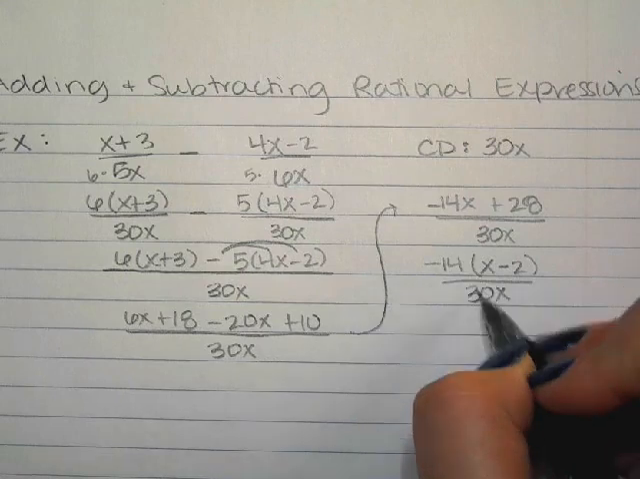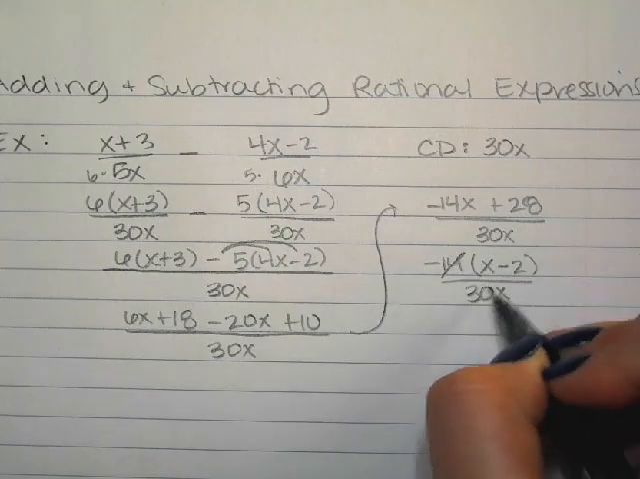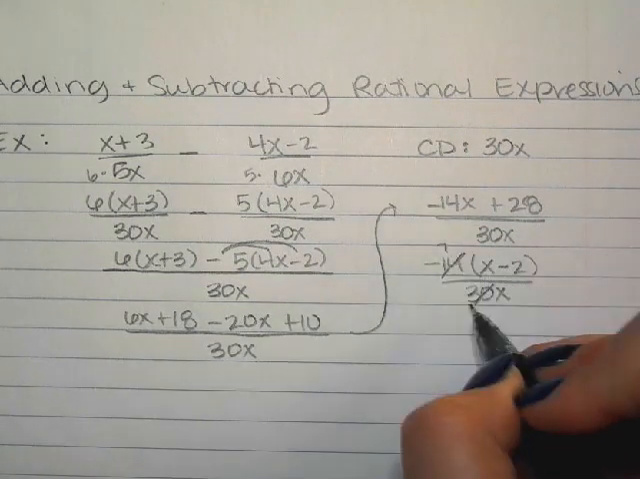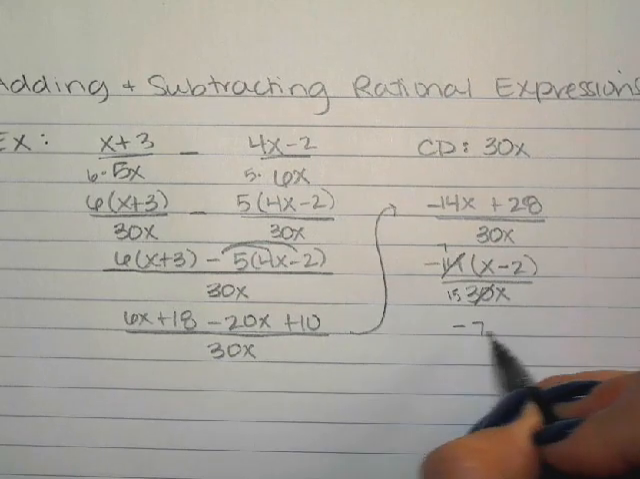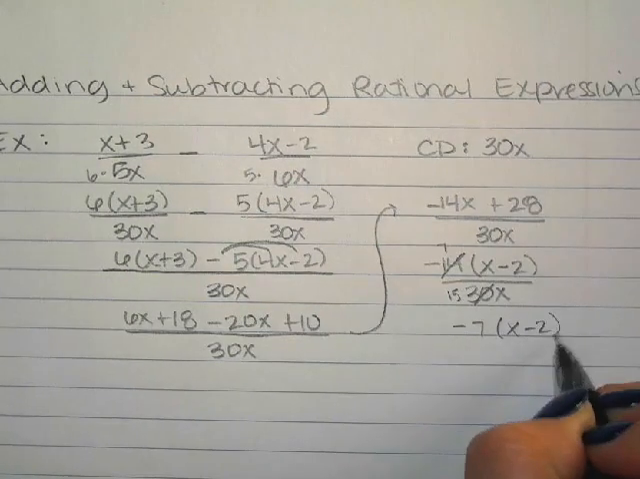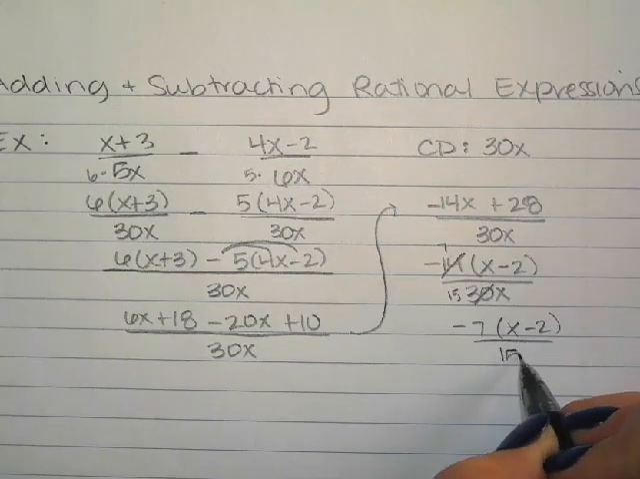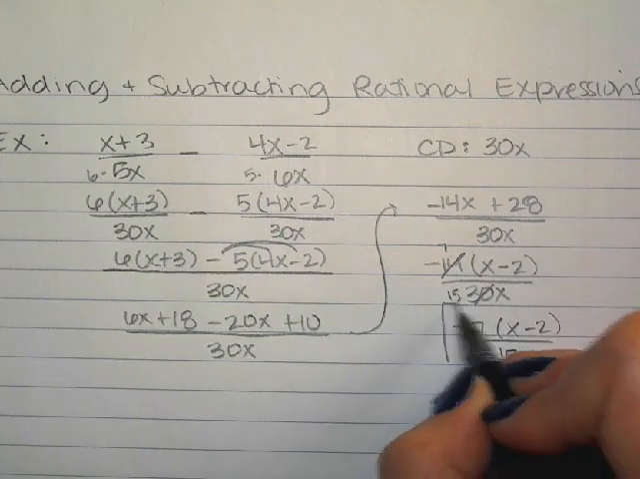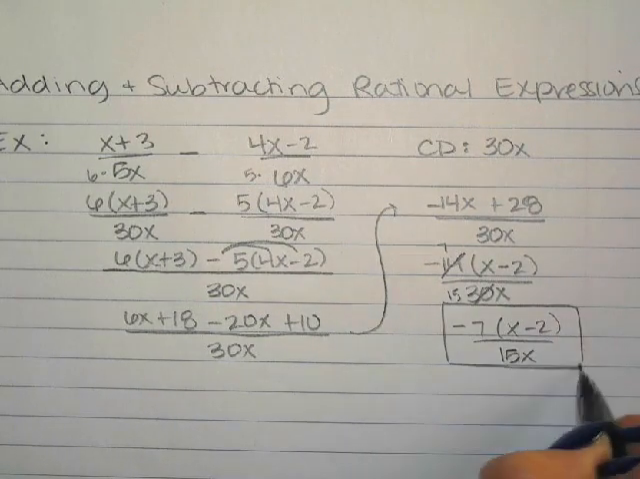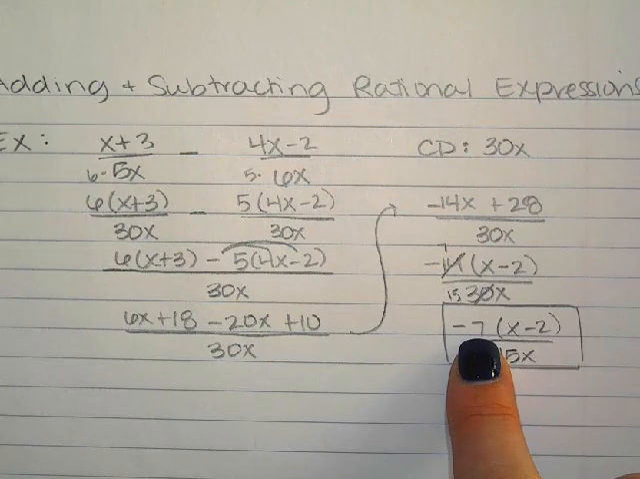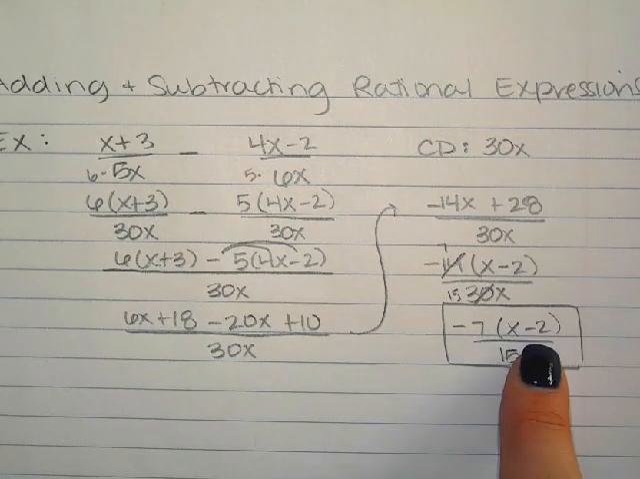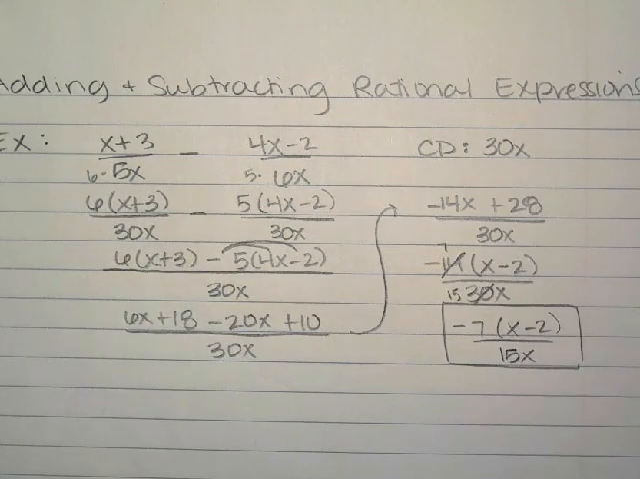And then the 14 and the 30 can simplify a little bit. You can divide 2 from both of those. And so I have negative 7 times (x minus 2) over 15x. And if you want, you could take that negative 7 and distribute it and get negative 7x plus 14 on the top, or you can leave it just like this.